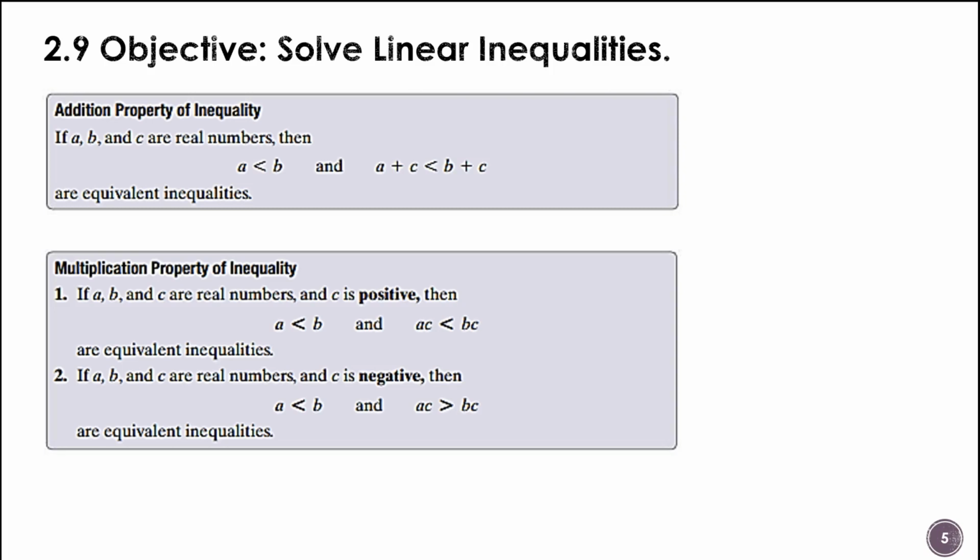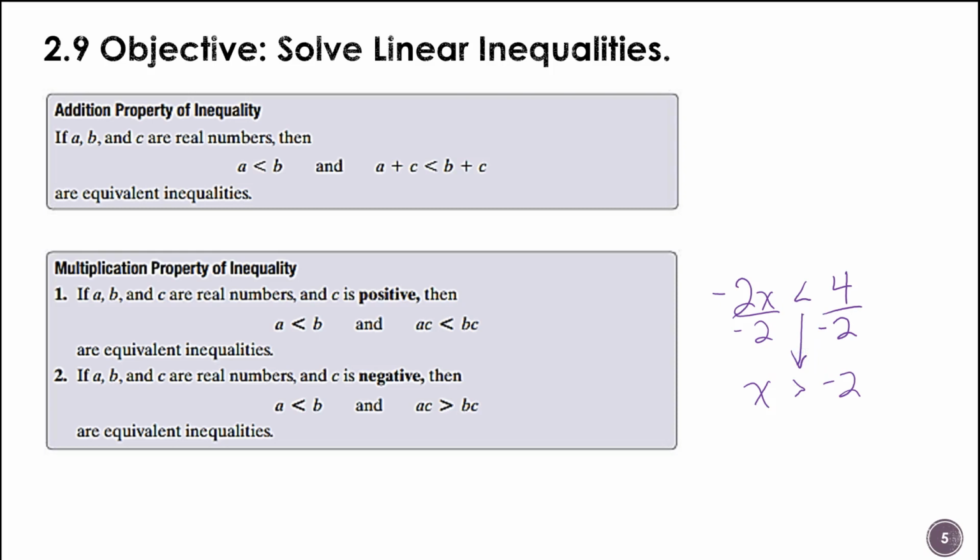If we happen to multiply or divide by a negative number, we actually have to change the direction of the inequality. So let's say that we had negative 2x is less than 4. Let's make something simple here. I'm going to divide by negative 2. And when you divide by a negative, it changes signs. And so I have to rewrite that as x is greater than negative 2. I have to reverse the direction of the inequality.